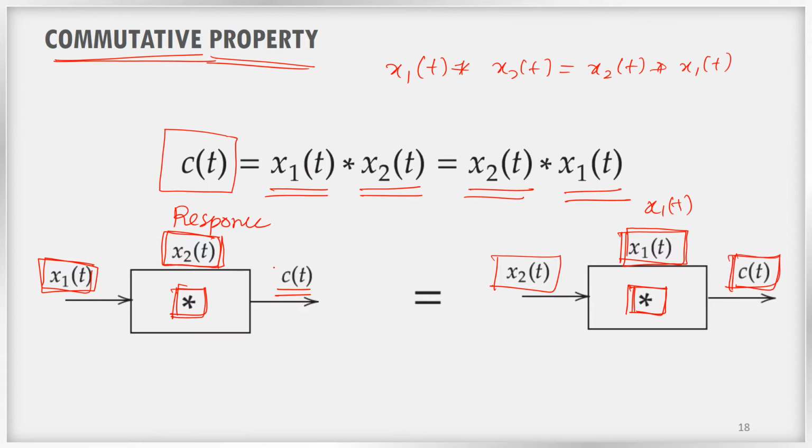If you convolve x2(t) with that system, then also you will get the same result, that is c(t). So changing the position of the signal or changing the system response and the signal between each other does not change the result; it will be the same. That is what the commutative property says.